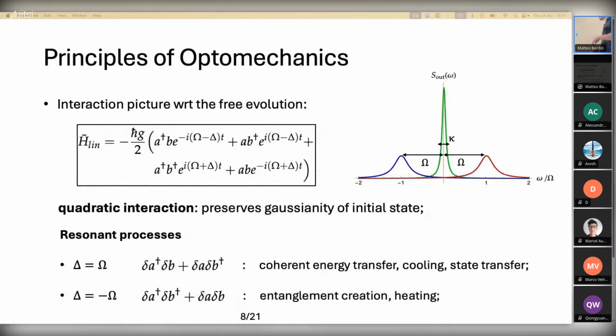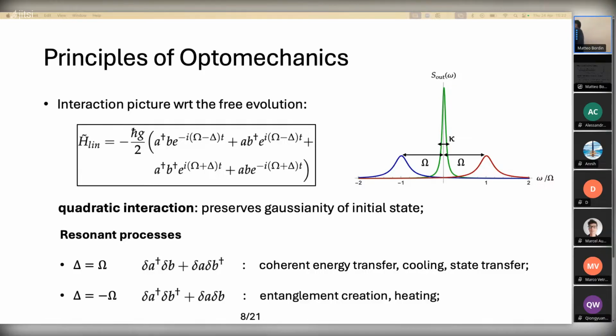So a couple of comments on the consequences of this. I think it's very clear if we write the interaction Hamiltonian in the interaction picture. Through this we can clearly distinguish two resonant processes. The first one happens at detuning equal to the mechanical frequency, this is the red one. And the other one, at detuning equal to minus the mechanical frequency, is the blue one. These two processes correspond to two different couplings: one is beam splitter coupling, the other is two-mode squeezing coupling. So we have two very different dynamics depending on which frequency we tune to.